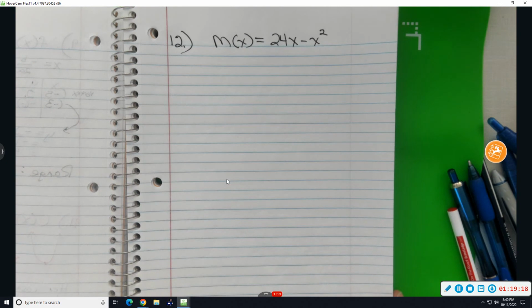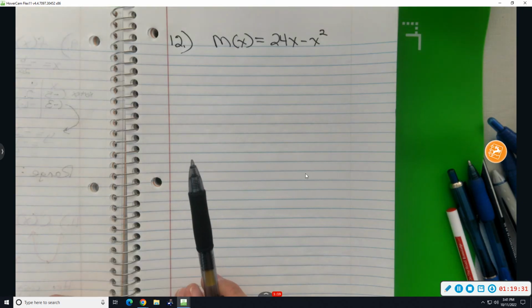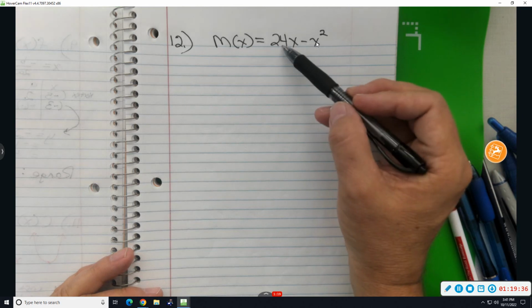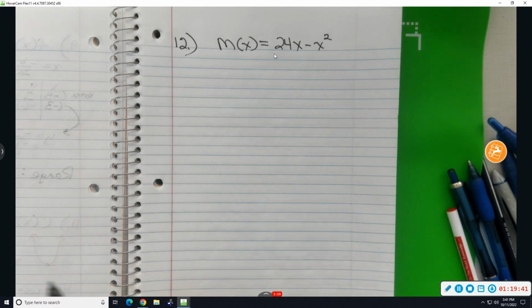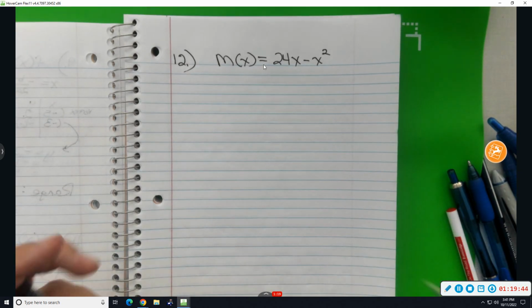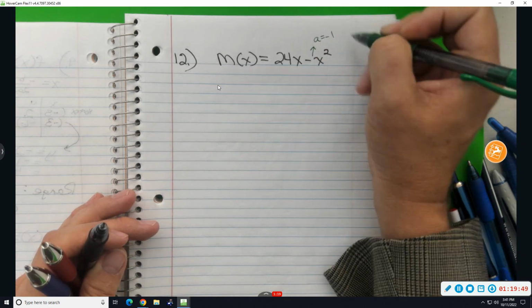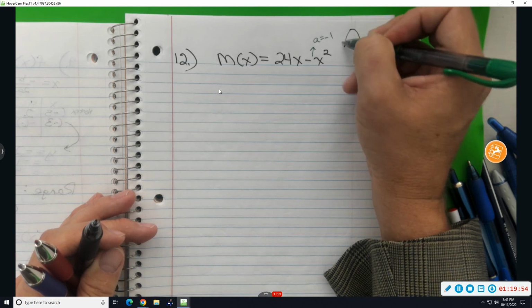Was it negative 24 or positive 24? Let's look and make sure I didn't miscopy it. Okay, it is positive 24. But be careful. What's A in this case? A is the number in front of X squared. It's not just the first number. It's the coefficient of X squared. So A is equal to -1. Note A equals -1. So opening up or down? Down. It's going to open down.